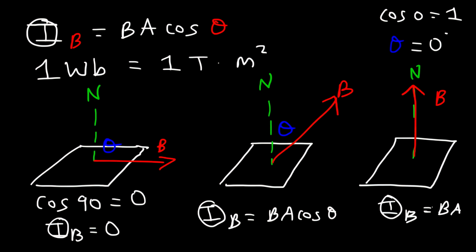The flux is greatest when the magnetic field is parallel to the normal line, or when it's perpendicular to the face of the coil. That's when you're going to have the maximum flux. And it's at a minimum if the magnetic field is parallel to the face of the coil.